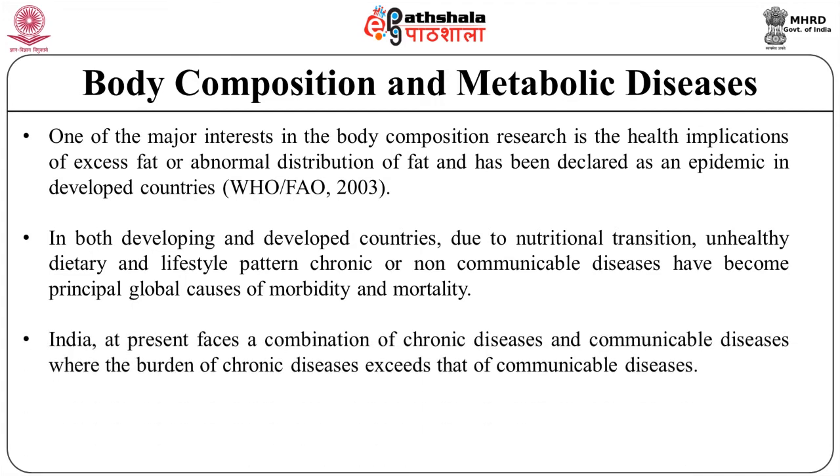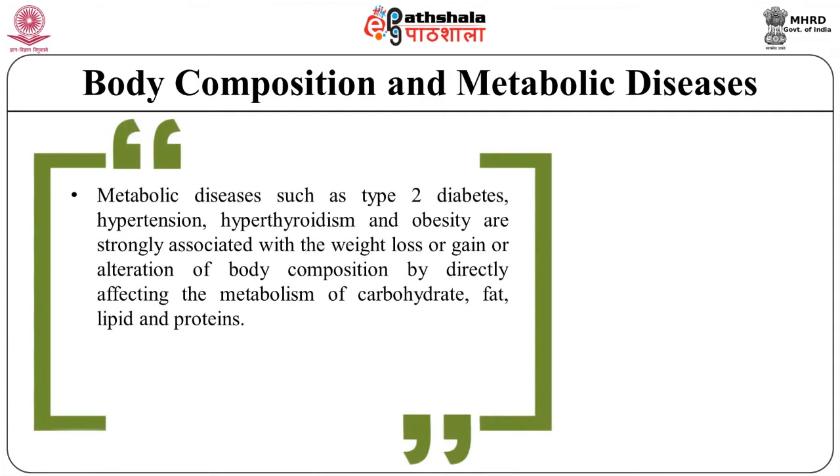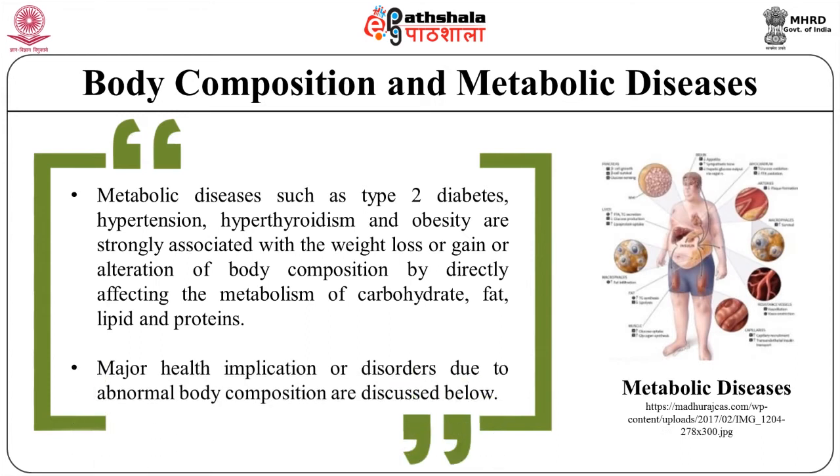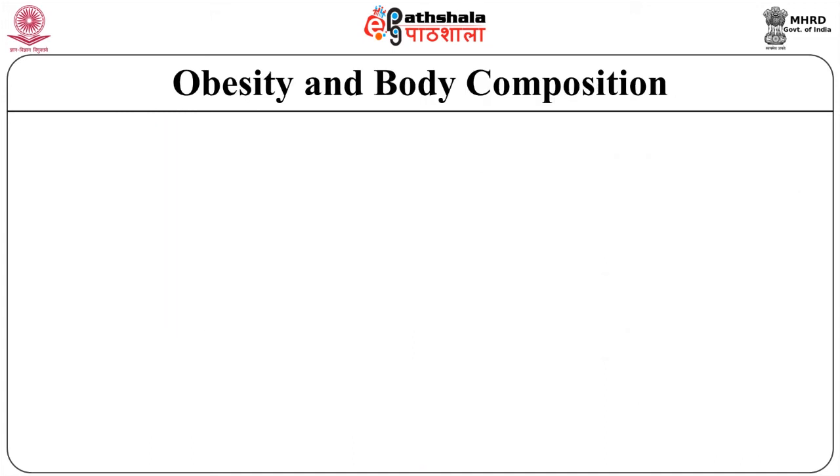India at present faces a combination of chronic diseases and communicable diseases, where the burden of chronic disease exceeds that of communicable diseases. Now, metabolic diseases such as type 2 diabetes, hypertension, hyperthyroidism and obesity are strongly associated with weight loss or gain or alteration of body composition by directly affecting the metabolism of carbohydrates, fats, lipids and proteins. Major health implications or disorders due to abnormal body composition are discussed as follows.